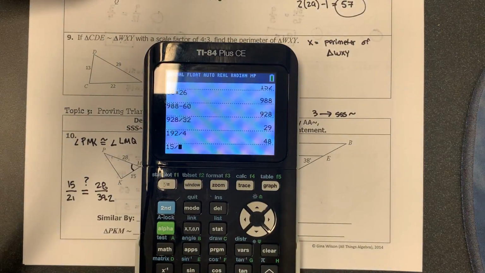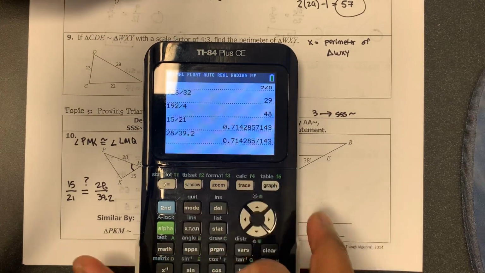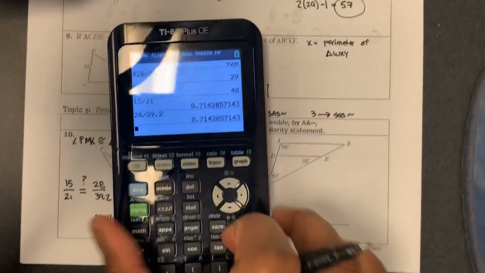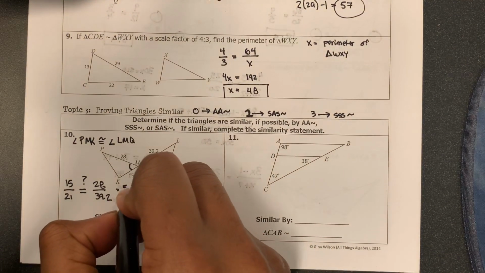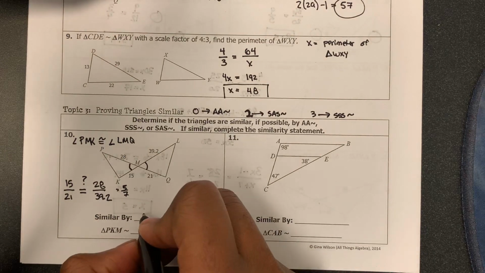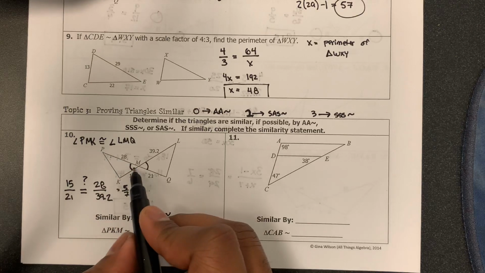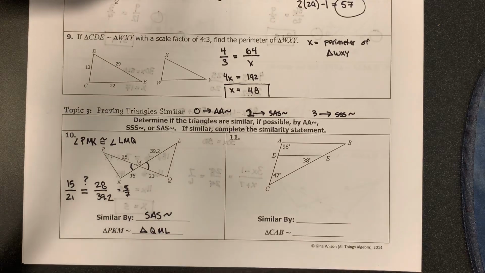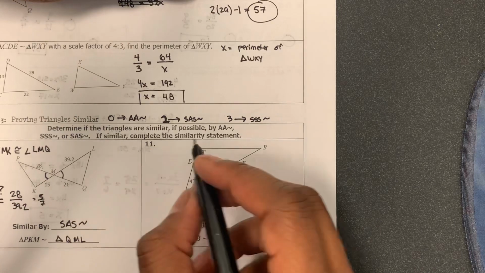So we have 15 divided by 21, that's this decimal, and 28 divided by 39.2 is exactly the same decimal. So these are equal. What's this as a fraction? 5/7. So both fractions equal 5/7. So they are similar by side angle side similarity. So we have triangle PKM is similar to triangle QML.